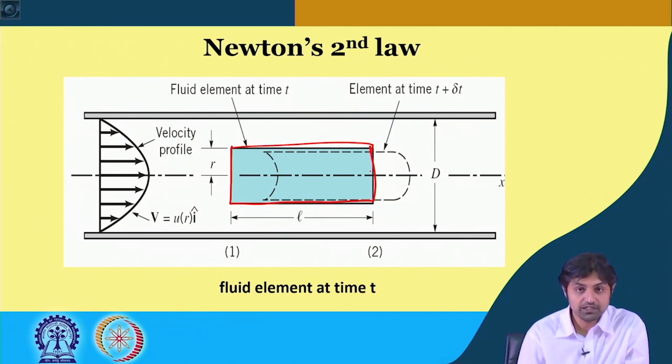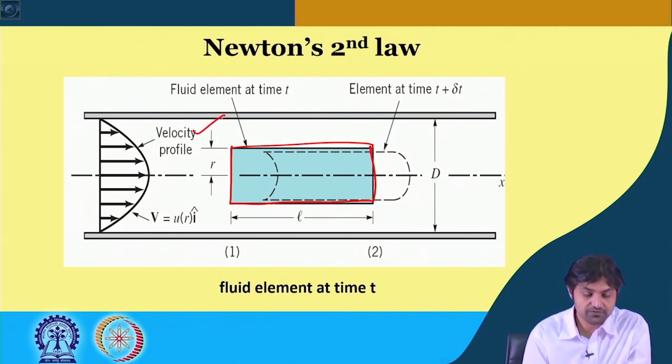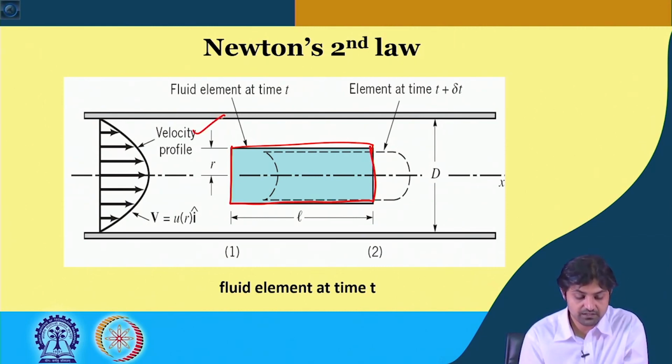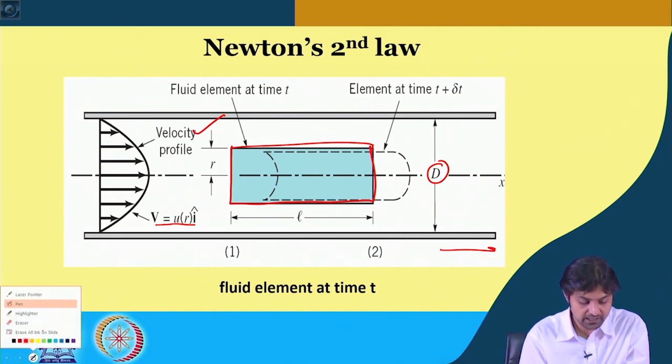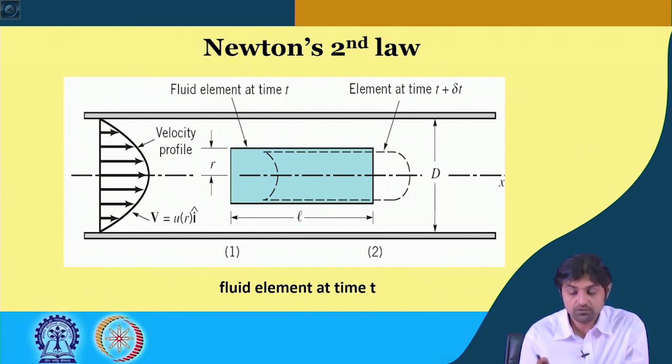Okay, and in the fully developed laminar flow, this is the velocity profile as we have seen in our laminar and turbulent flow analysis, and this velocity is only a function of radial distance r from the pipe. This is the diameter d of the pipe, this is the x dimension, and the fluid element is of length L that we have considered. At time t plus delta t, so after a time interval of delta t, this is the fluid element.